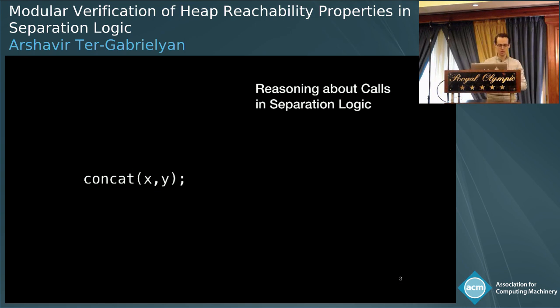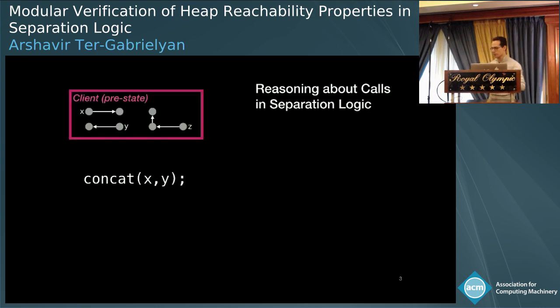Here we have a call to a procedure called concat that concatenates two singly linked lists starting in x and y. The first thing that we do is we assume something about the heap configuration in the pre-state of the call. In separation logic, every procedure must somehow explicitly specify the set of memory locations that it operates on. And we depict this set using this pink box.